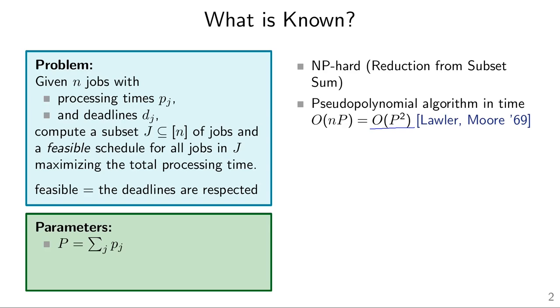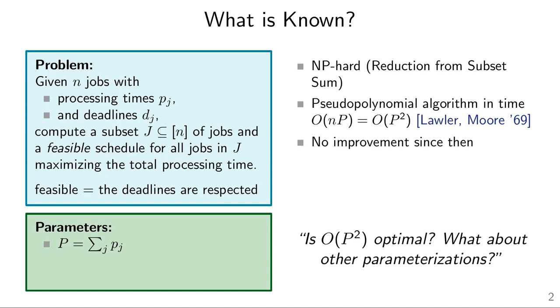So the natural question is, well, is order of p squared optimal? Or can we maybe do better? It's actually not too hard to show that for a slight generalization of our problem, order p squared is optimal. Okay, so if we add weights to our instance, and the objective is not to maximize the total processing time, but instead the total weight of all jobs which we decided to schedule, then one can show that order p squared is optimal, at least if you believe in some plausible assumption from fine-grained complexity.